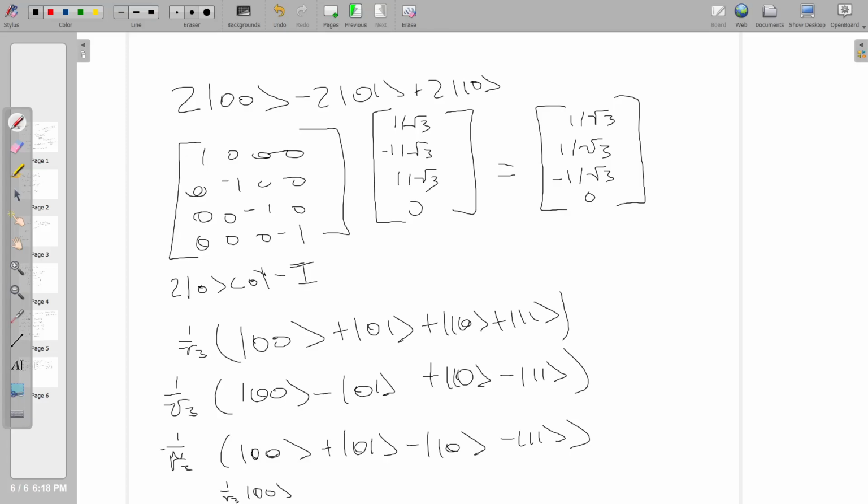We get a negative 1 over square root of 3, 0, 1. We get a 3 over square root of 3, 1, 0. And we get a negative that cancels out, a plus 1 over square root of 3, 1, 1, right?